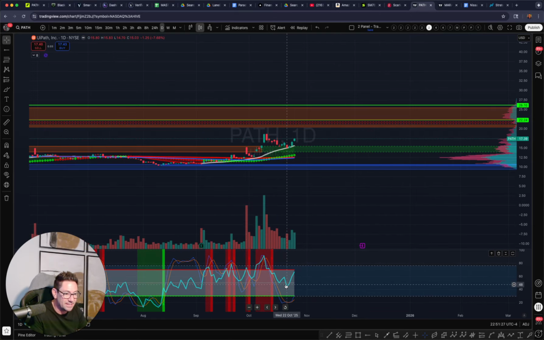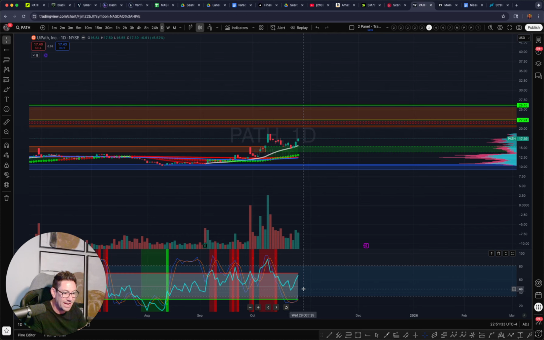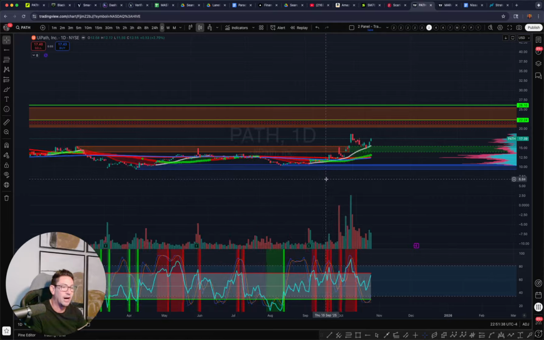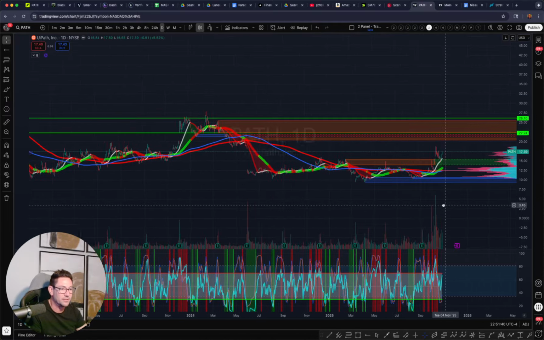So we back tested this kind of 17.50 area, held it, and now we're curling back up not only on the stochastics here, but the RSI has plenty of room to run. So I really, really like this to the upside to those target levels.